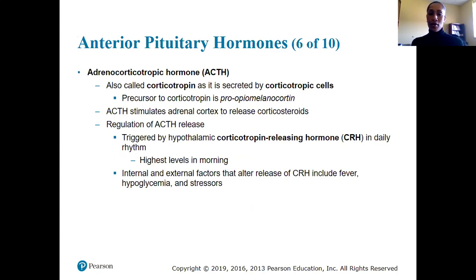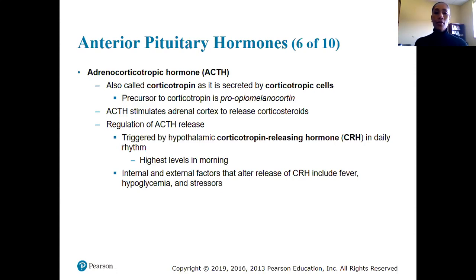Adrenocorticotropic hormone, or ACTH, is going to stimulate the adrenal cortex to release corticosteroids. So corticosteroids are a collection of steroid hormones that we'll talk about in a little bit. Of course, since we are talking about a hormone that's being released from the anterior lobe of the pituitary gland, we need a releasing hormone for it.